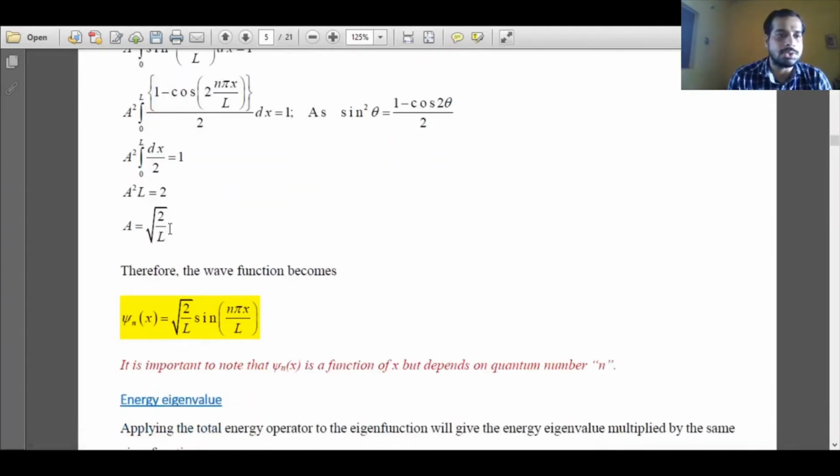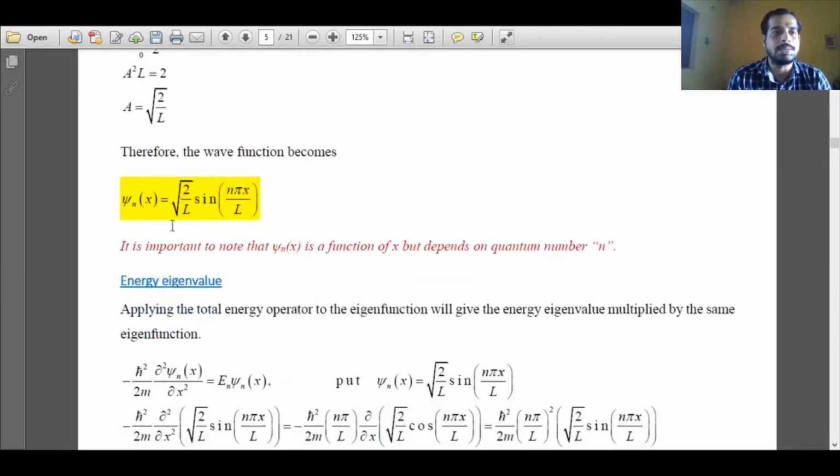Now if I substitute my normalization constant into my wave function for the particle in region 2, or the particle within the box, the wave function will look like ψn(x) equal to root over 2 over L sin(nπx/L). This n is variable; n varies from 1, 2, 3 and so on. So for different values of n, I'll get different wave functions, or different state functions. It is important to note that ψn is a function of x but depends upon the quantum number n.